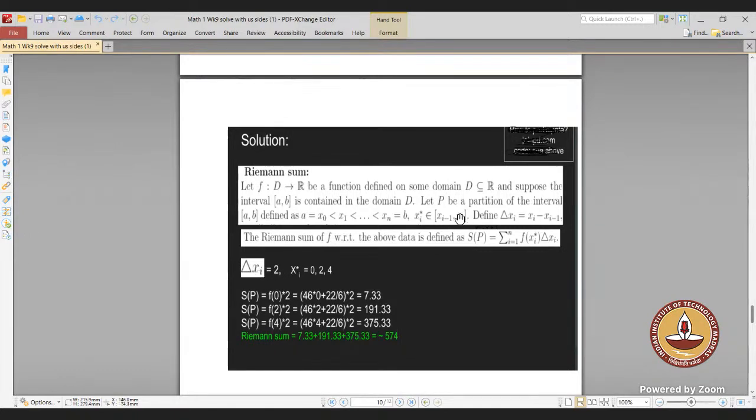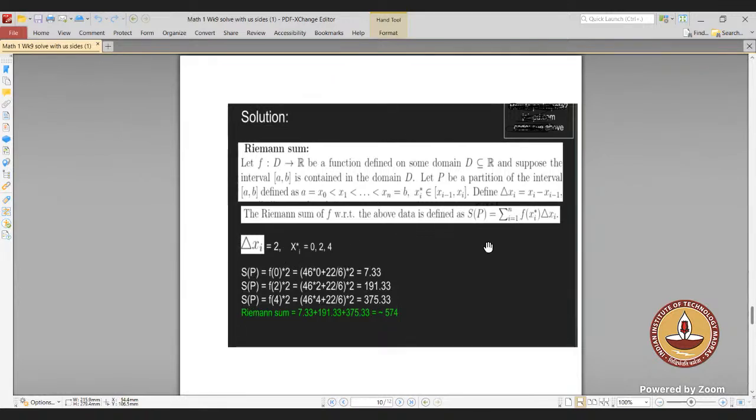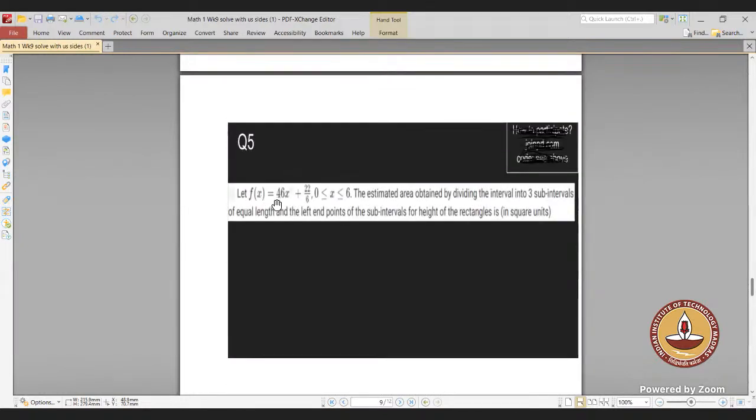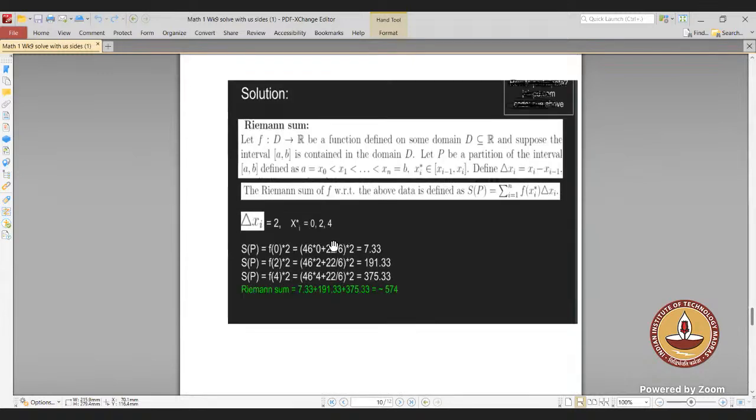Now we are just substituting it in the equation. So this is summation. First we are finding it individually and then summing it up. First we are finding it for 0, so this would be f of 0 into 2. We substitute 0 in this main equation and we'll get 46 into 0 plus 22 by 6, into 2, which will be 7.33.